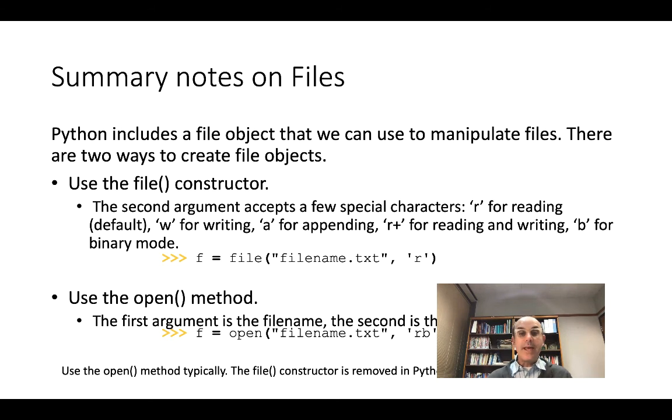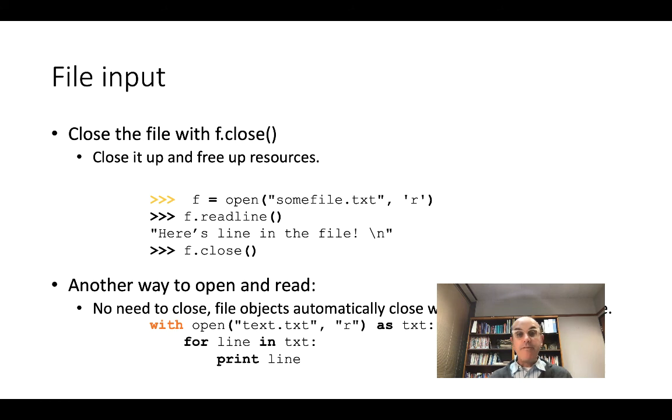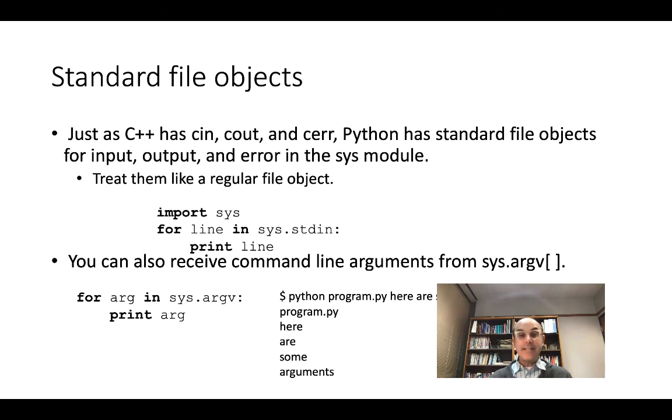So, summary notes. Again, we can do f equals a file with the text name, with a constructor, in order for us to do that. The other method is the open method, and it is quite often useful and quite easy to use. So there are a few steps to get information from a file: f.read, f.readline, loop over the file object. This is the example that I posted, an example of how to apply it, so you will have a standard way to do that.